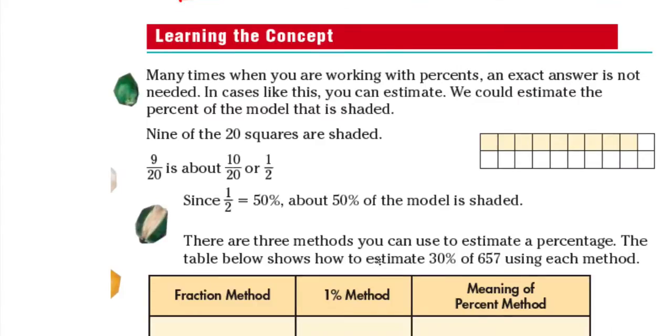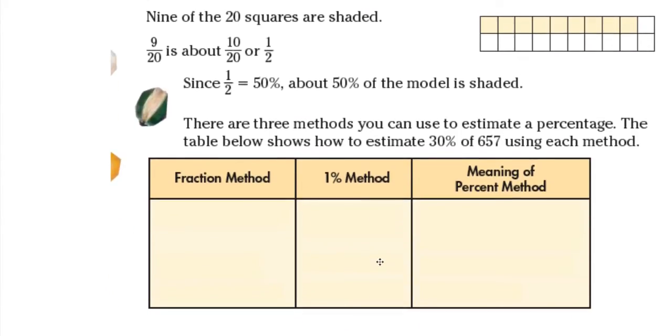There are 3 methods you can use to estimate a percentage. The table below shows how to estimate 30% of 657 using each method. It shows you three ways of estimating 30% of 657. So let's take a look at the first method.